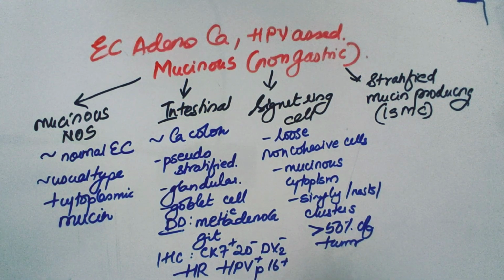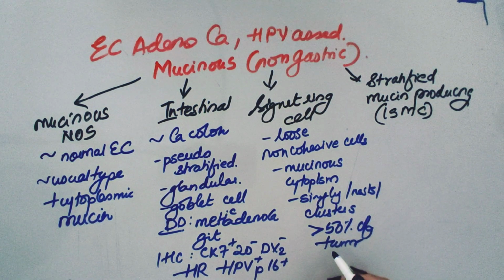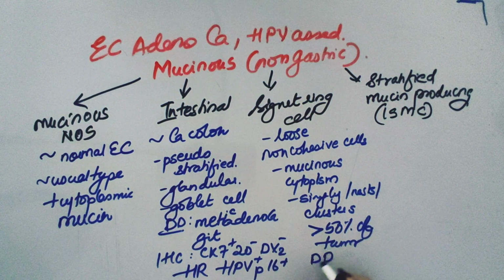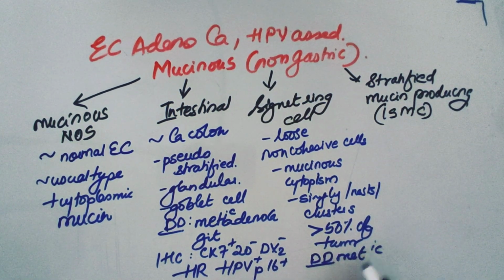That is also the same in adenocarcinoma of the intestine. That is, more than 50% of the tumor cells should have signet ring cells to call it a signet ring cell type. And obviously the DD is metastatic carcinoma from the GIT.